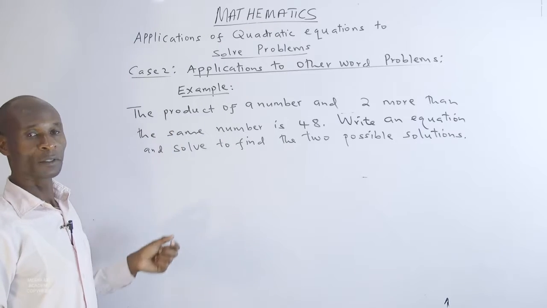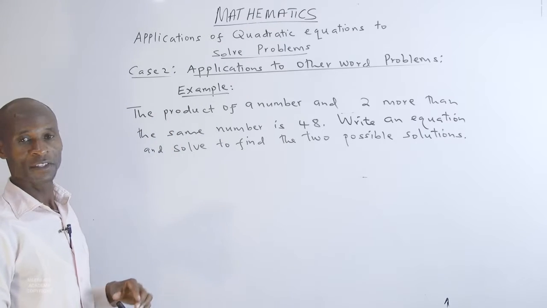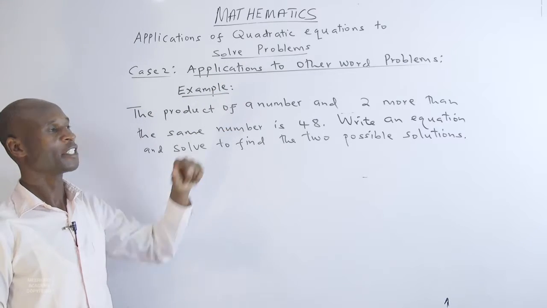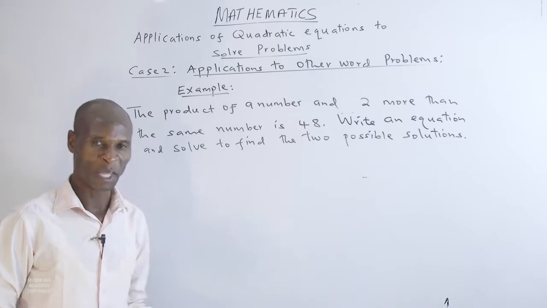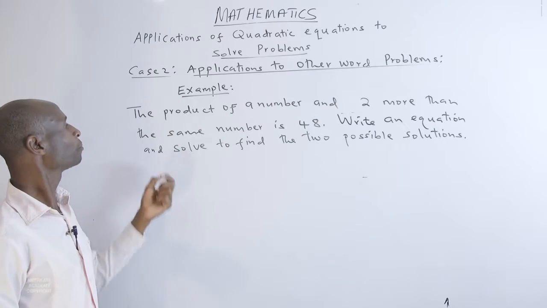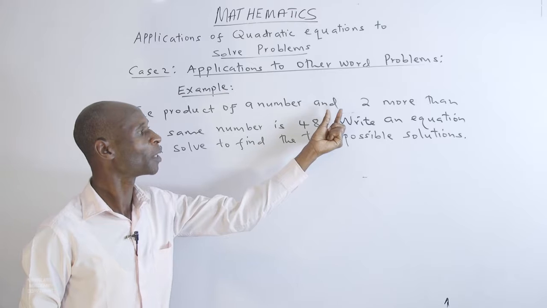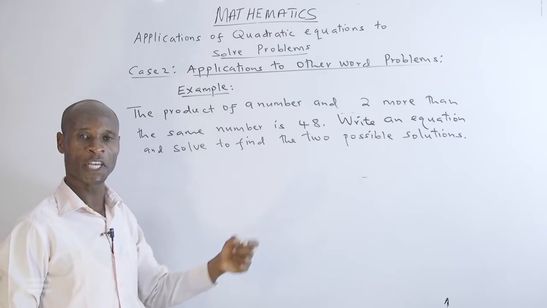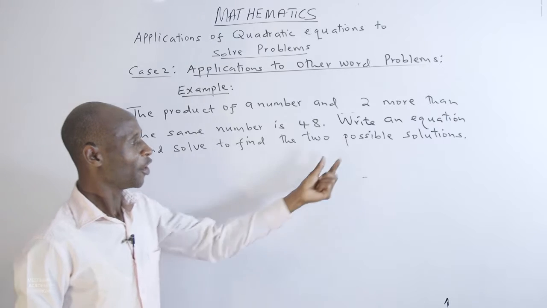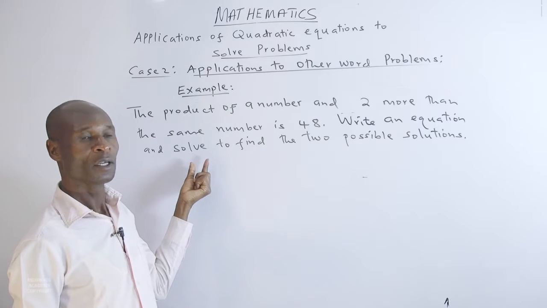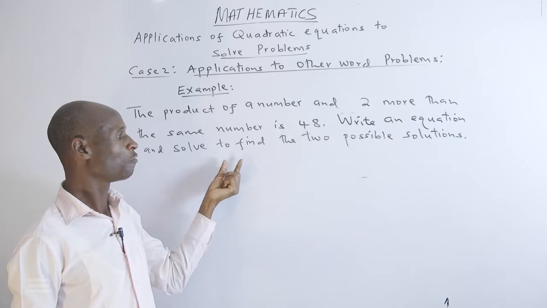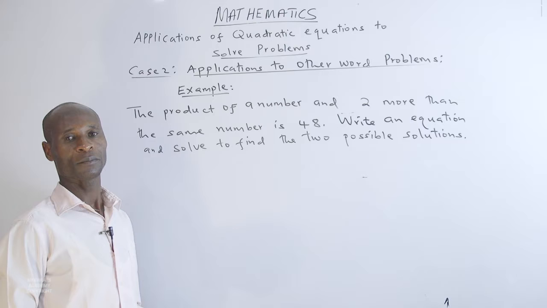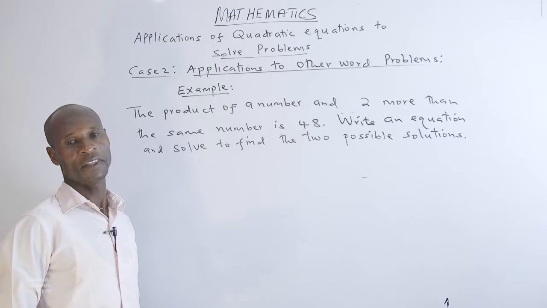So in this case, we want to apply the knowledge of quadratic equations to other word problems. For example, the product of a number and two more than the same number is 48. Write an equation and solve to find the two possible solutions. So what do you do in this case?